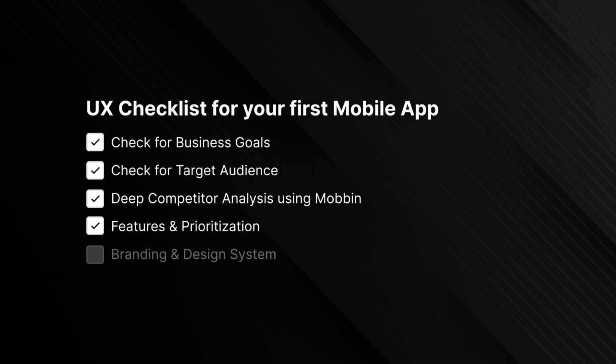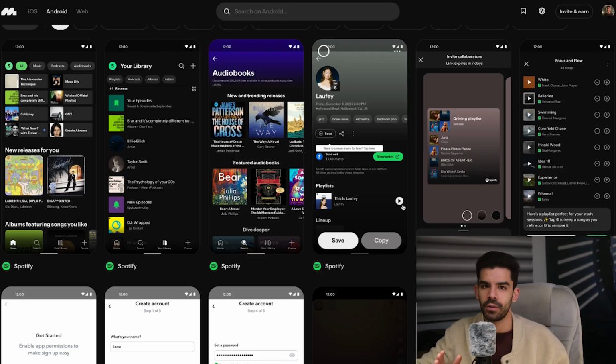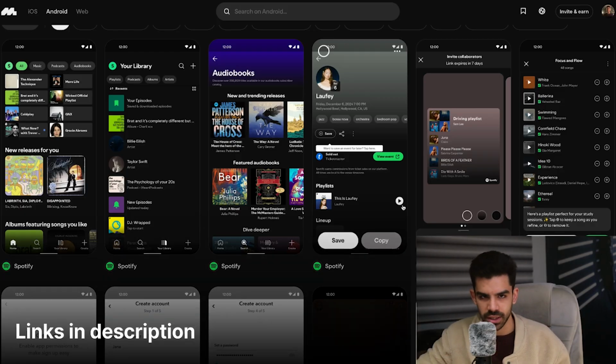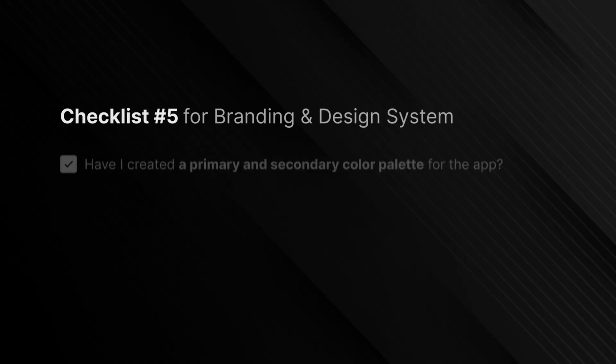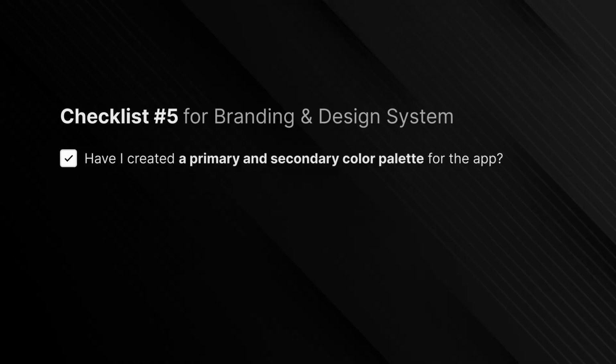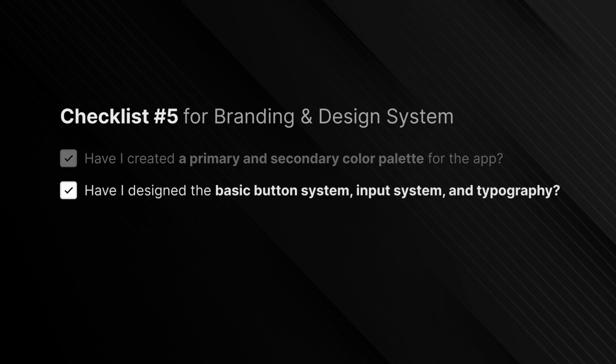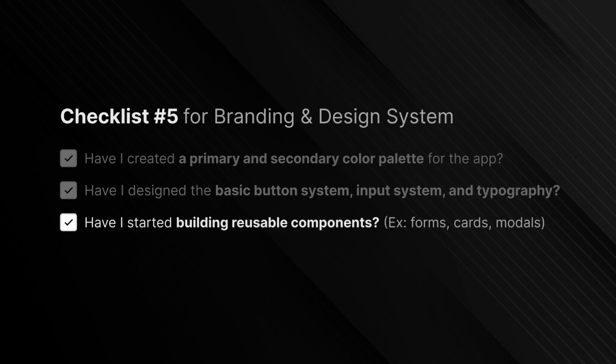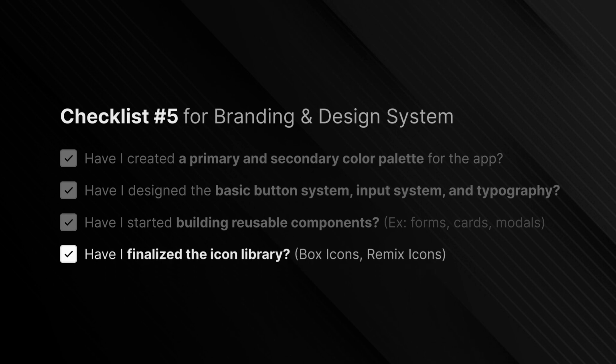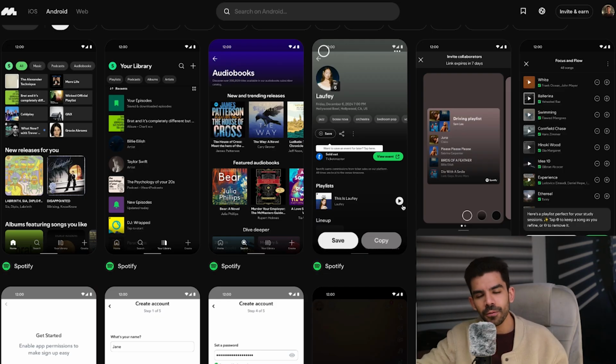After this, we need to get clarity on the branding and design system guidelines. And I've taught almost every single important foundational concept already. I'll paste all the links in the description. But overall, you need to ask yourself, have I created my primary and secondary color palette for the app? Have I created at least the basic button system, the input system, the typography that will fit the app's tone? Have I started building all the reusable components like forms, cards, and modals? Have I finalized what icon library I need to import? Box icons and Remix icons are the easiest open source libraries out there. So all of these questions together will help you get a lot of clarity.